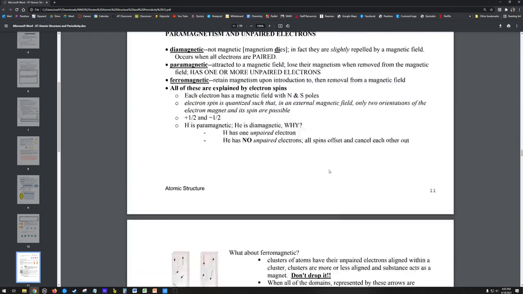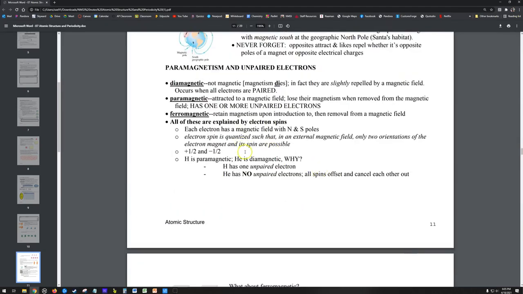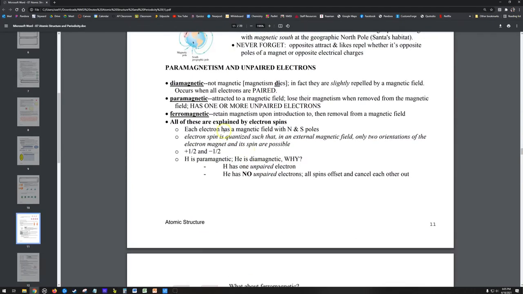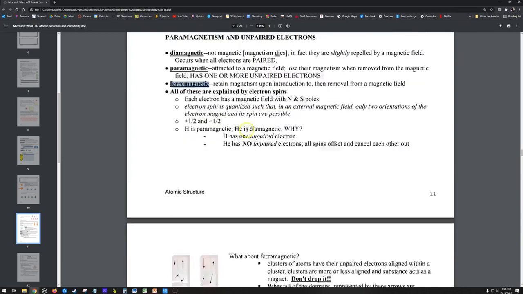Okay. We talked about how atoms have a plus or minus spin. There's also ferromagnetic substances. A ferromagnetic substance will retain and remain magnetic upon introduction to and then removal from the magnetic field. So that means they're going to remain magnetic even after you apply it and remove it from the magnetic field. It will still retain that magnetism. And this is like a magnet, like iron, like a compass, right? You put that magnet near a compass, and it's going to be attracted to it. Okay.